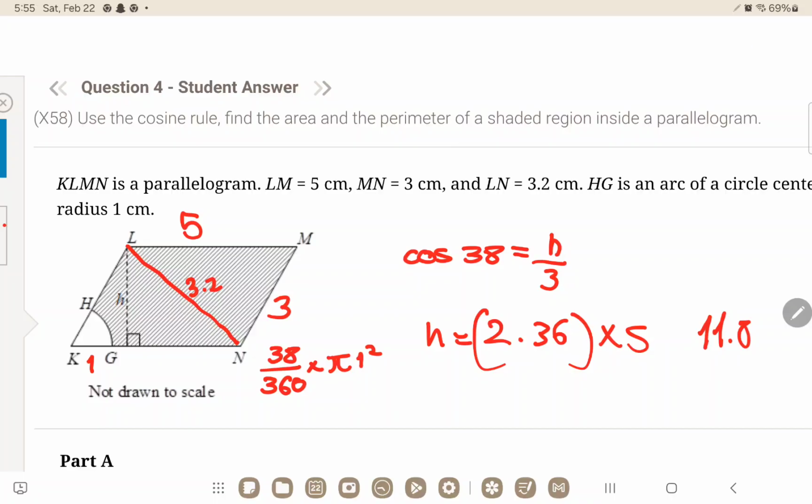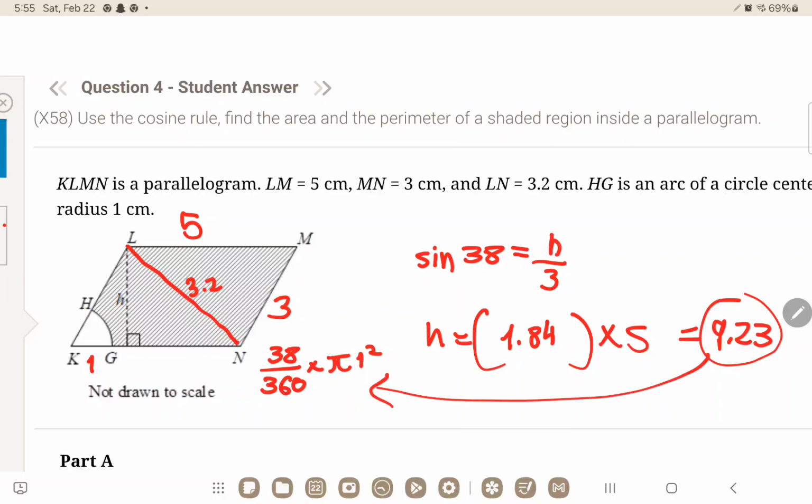Okay guys, I was looking over my solving and I realized I did something wrong. This isn't cosine 38, it's sine 38. That's why my answer was coming out wrong. So sine 38 times 3 gives us 1.84. When we multiply that by 5, we get 9.23. So now we do 9.23 minus this.